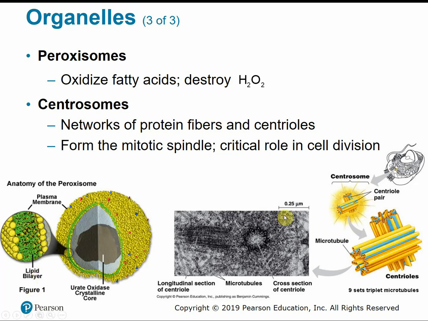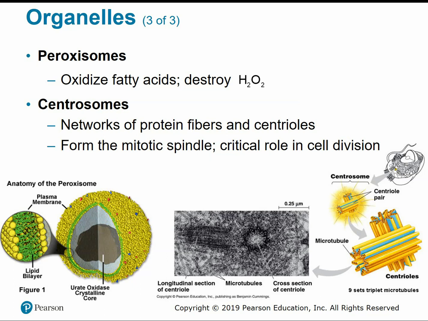Centrosomes are composed of protein fibers and centrioles. So these are important during cell division. They're going to form the mitotic spindle. So when the cell divides and we're shuffling all of those chromosomes around, the centrioles will form the mitotic spindle, which will grab the chromosomes and position them where they need to go through each stage in the cell division process.